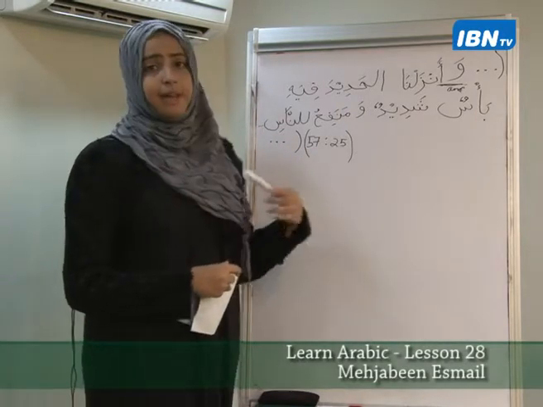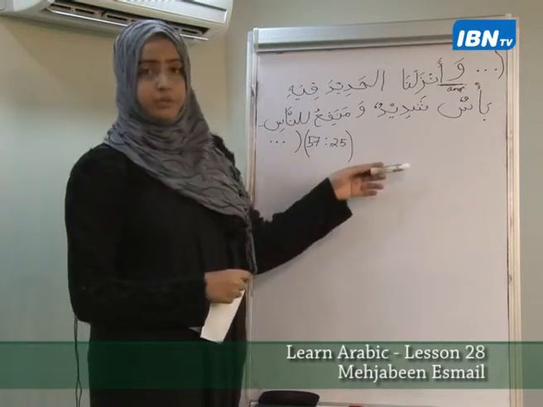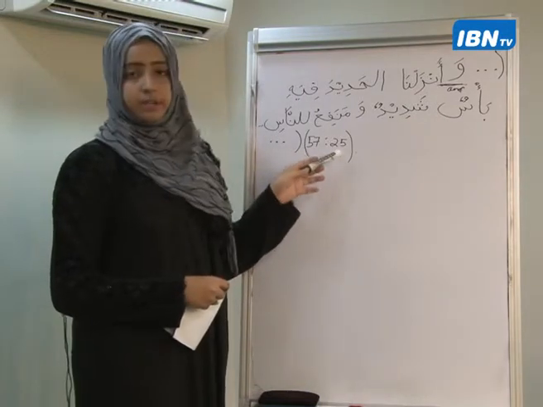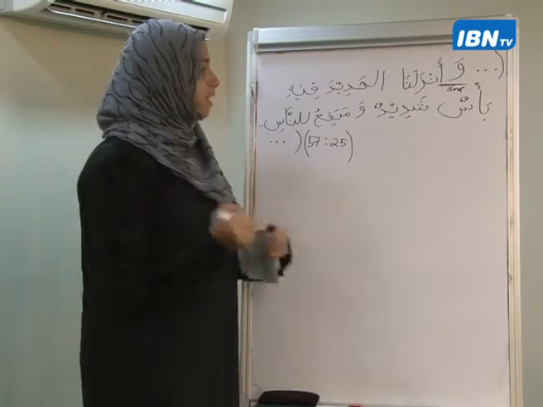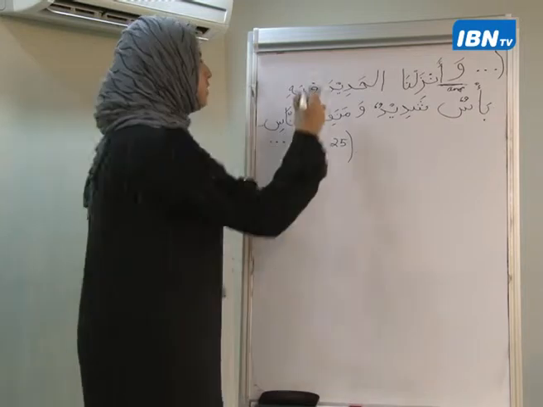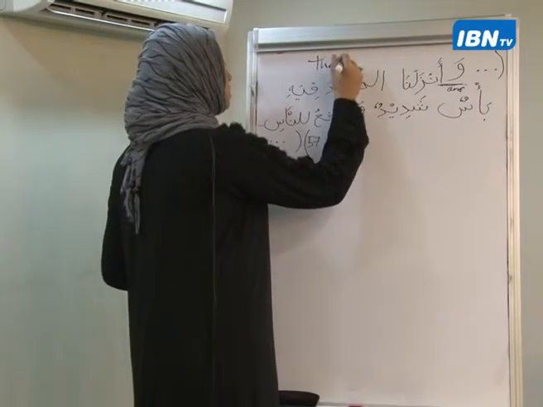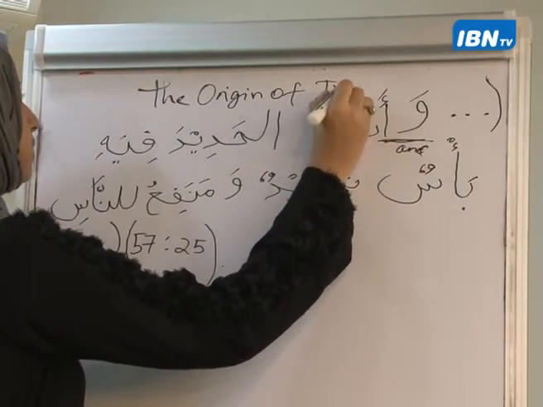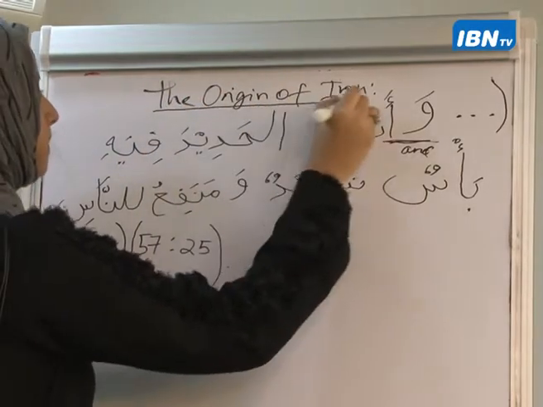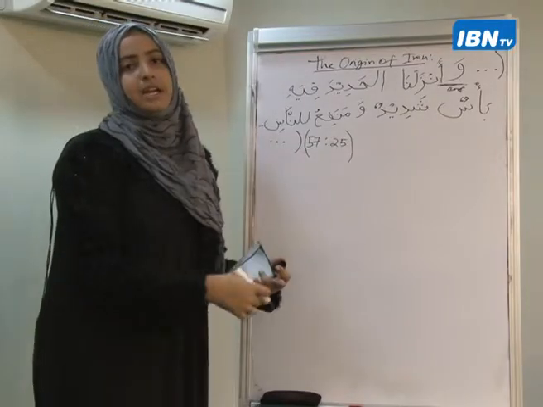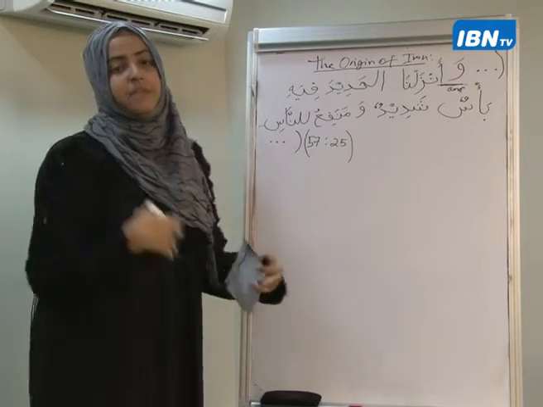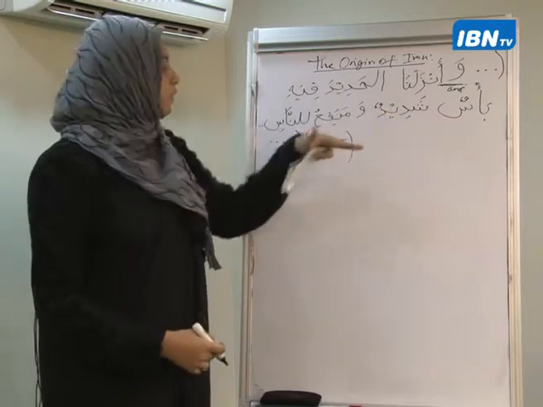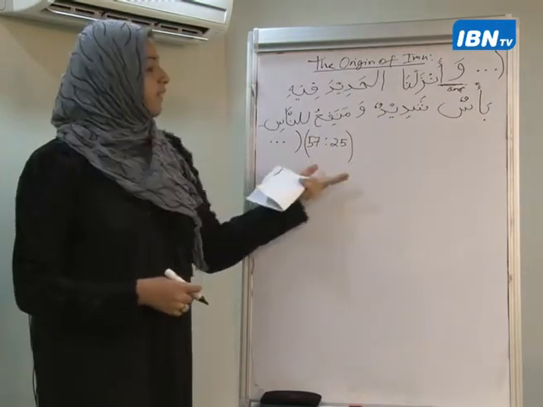Right, so today I would like to begin our session with a verse from the Quran. If you open your Qurans to chapter 57, verse number 25, this verse is actually talking about the origin of iron. Of course, we use iron, the metal iron, for manufacturing many things. Now, this verse actually talks about the origin of iron.